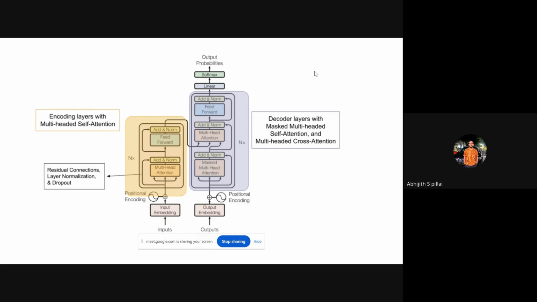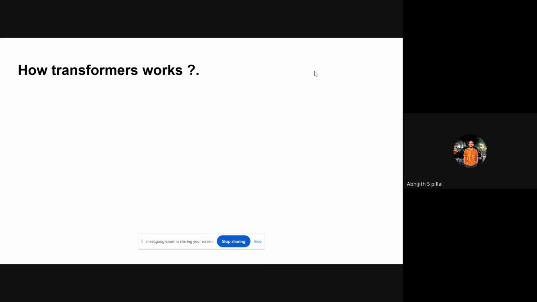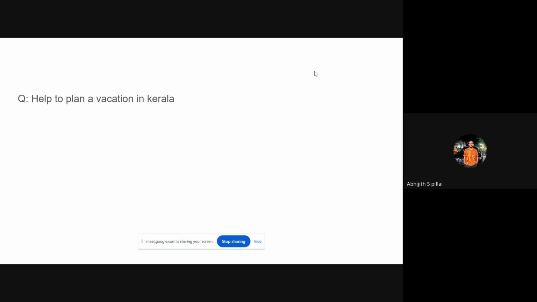Okay, so talking again about transformers. The transformer has multiple layers, or it can have a single layer, depending on what architecture we choose. Actually, what is the transformer doing? I will explain with an example. We are going to create a small LLM, not at the coding level, but we will understand how it actually works. So when you go to ChatGPT or any LLM interface and type something like, help me plan a vacation in Kerala.